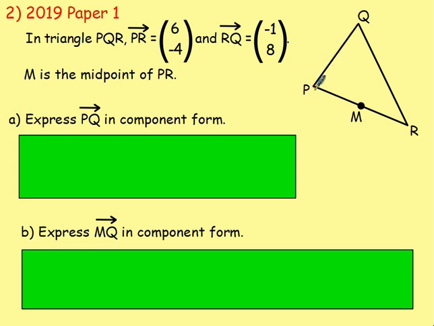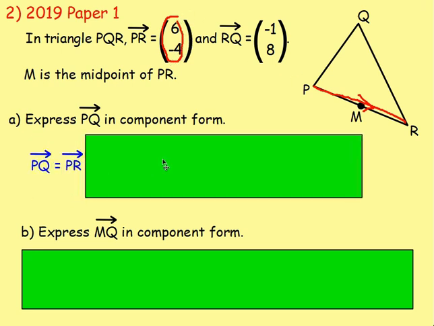You could also go from P down to R, because we know that vector from P to R. We know that is the vector 6, negative 4. So we can say that is PR. And then where would you go once you were at R? Once you're at R, you're wanting to finish up at Q, so we could just go from R to Q. Do we know the vector from R to Q? Yes, we do. We're told RQ is negative 1, 8.